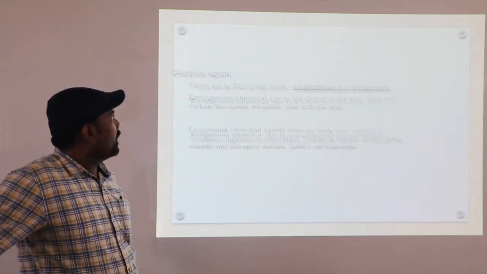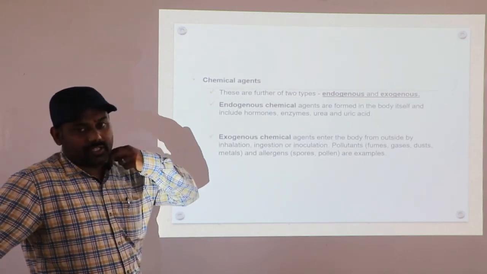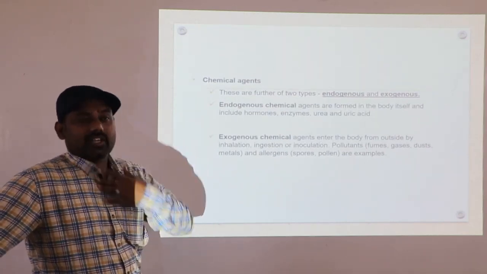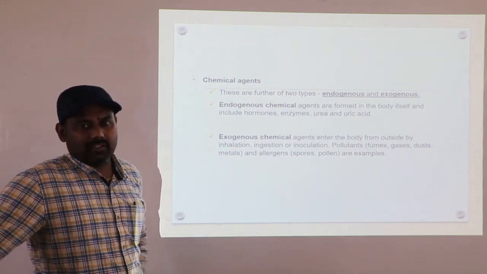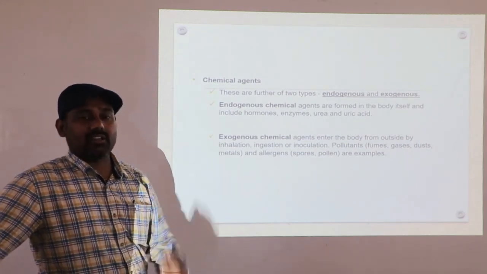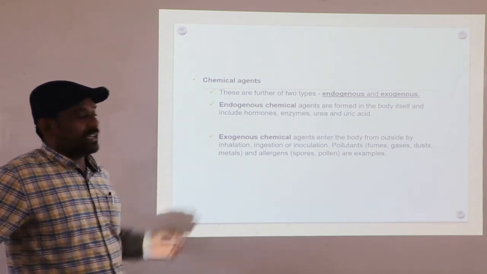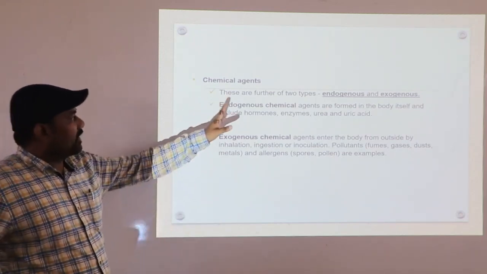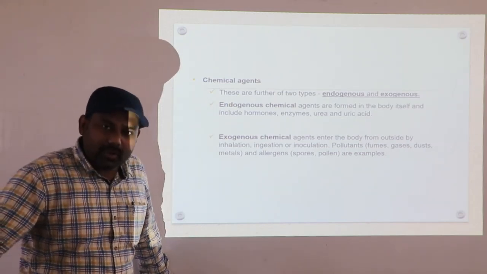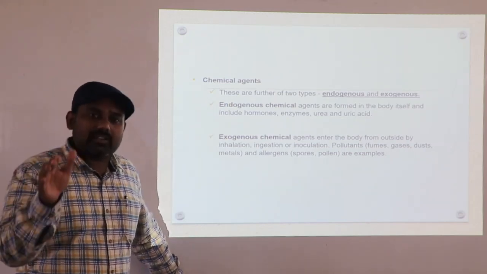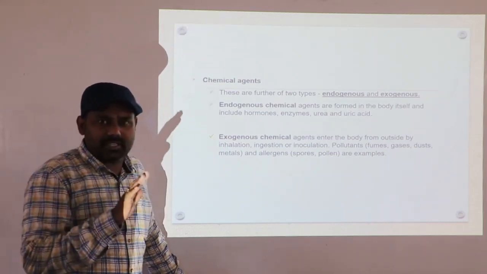Next, one more, chemical agents. What are those chemical agents which are going to cause discomfort or disability or impair health, simply called a disease? What kind of disease is going to be caused by chemical agents? These are further of two types. One thing we have to remember: some of the chemicals are going to cause disease to human beings.